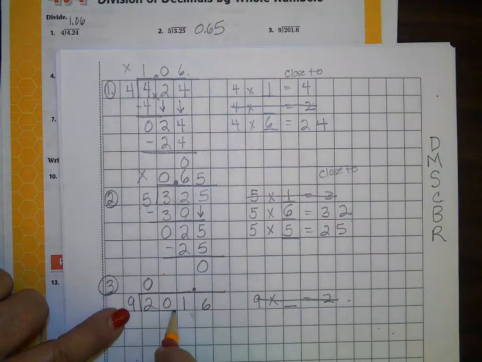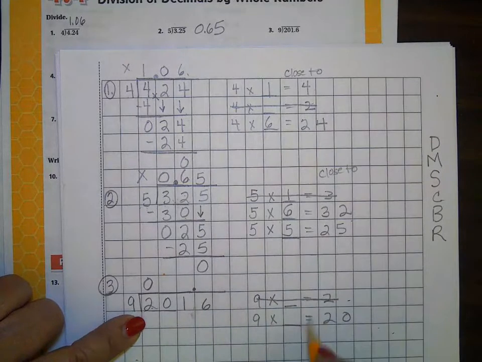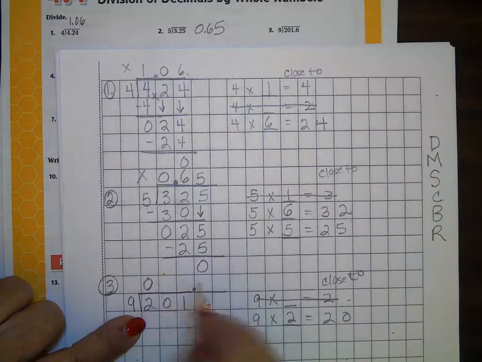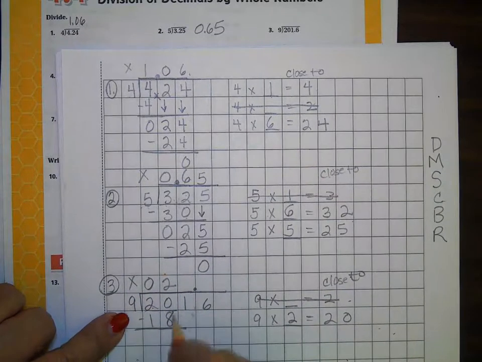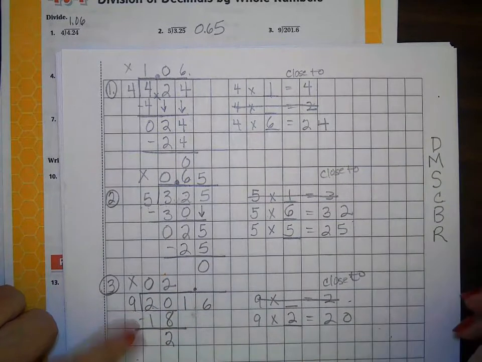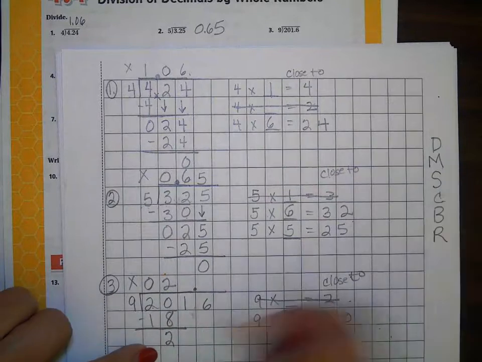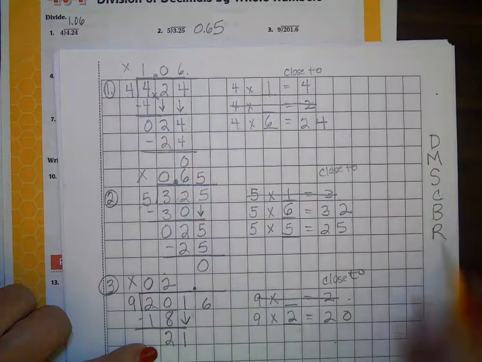Then I'm going to move over and add the next digit. So 9 times what will equal 20? Oh, okay, 2. That's going to be closest to. And I'm going to write the words close to. 9 times 2 equals 18. 18, 19, 20, that's 2. And I'm going to do my check. It is less than my divisor. 2 is less than my divisor. So I'm going to bring down next. That's 21. And then I'm going to repeat.